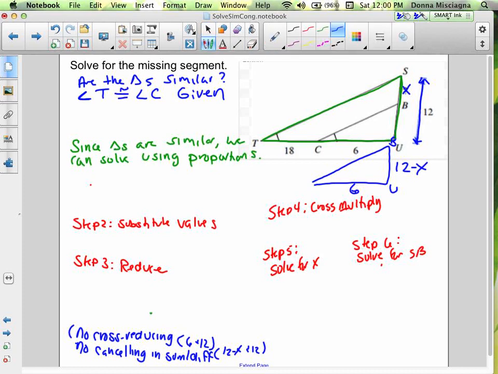If you notice, they have something in common right here and here. I'm going to put 2 arcs because they're probably not the same as these angles there. So we're given angle T is congruent to angle C, and we can call this angle U. Angle U is congruent to angle U.